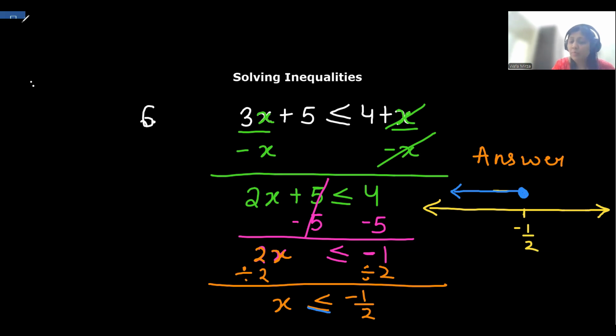In bracket form, since I am going towards minus infinity, I will write minus infinity up to negative half. Negative half is included in the answer, so you will use a square bracket. Okay, so let's see one last question.